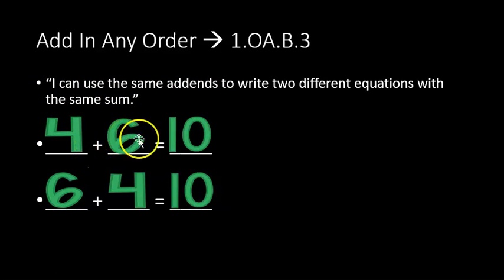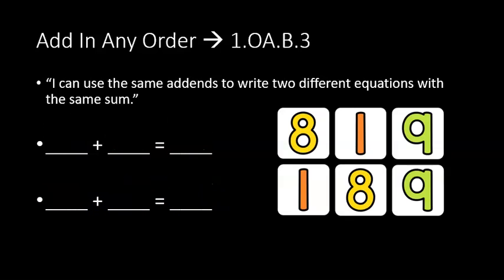So 4 plus 6 equals 10. 6 plus 4 equals 10. And that's what we call add in any order. As long as these numbers are the same, you're going to get the same answer, okay? Now, keep looking at your screen as I'm going to give you another example here.